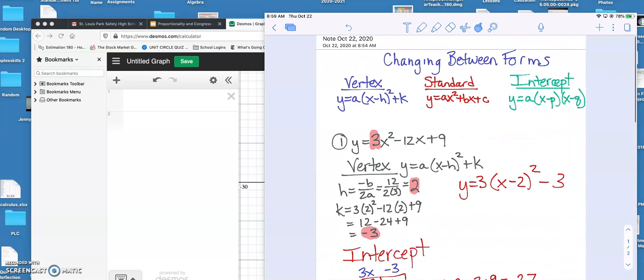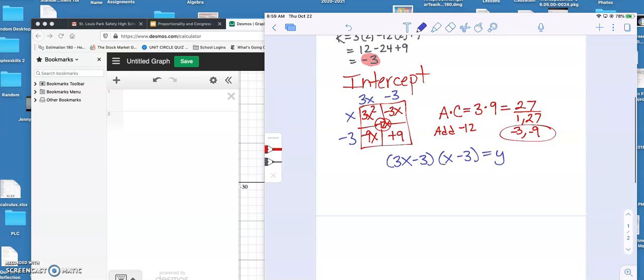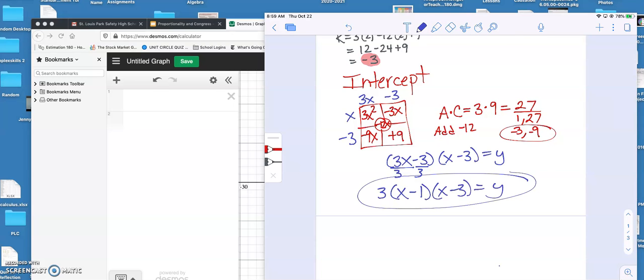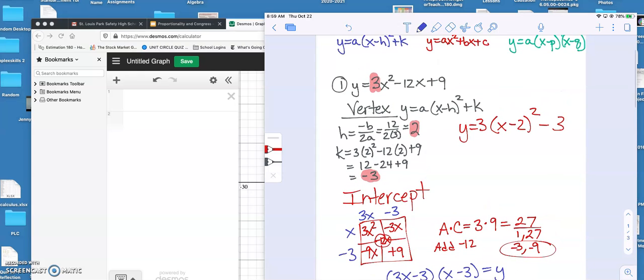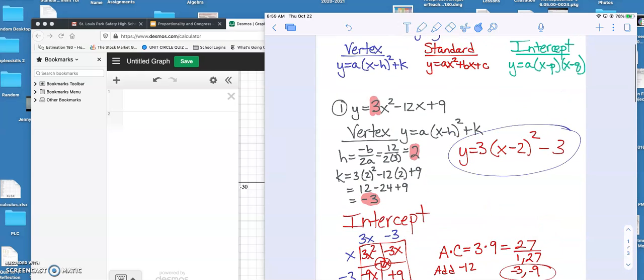The only thing you'll notice on intercept form is that you see the a out in front, and it's just x minus something in the parentheses. Our second set of parentheses is good, but in the first one, we have that 3 next to the x. So all we have to do is divide 3 out of the first parenthesis. This becomes 3(x, since 3 divided by 3 is 1, minus 1)(x minus 3) equals y. So we have that same equation in intercept, vertex, and standard form.